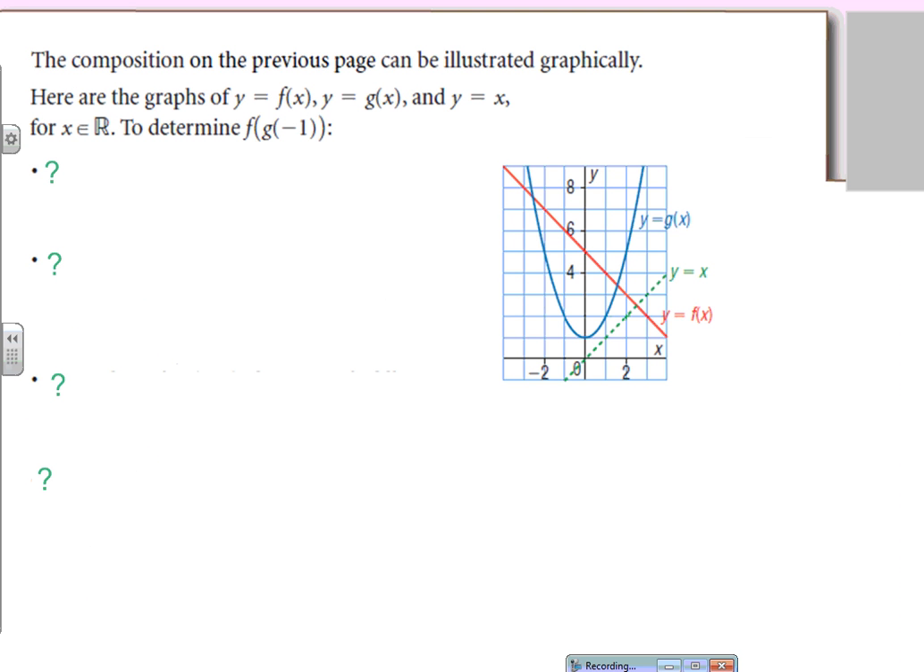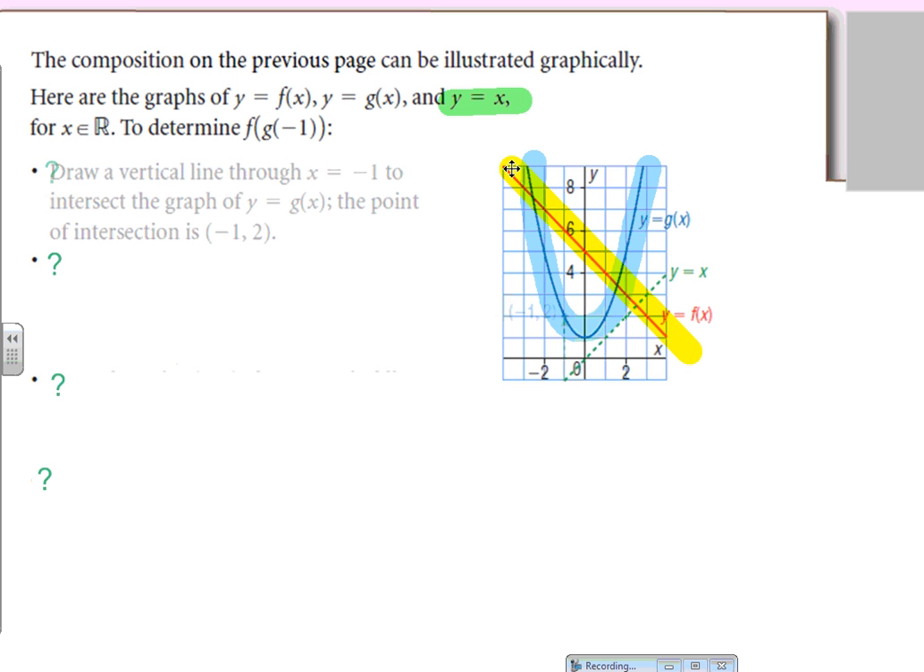All right, now that you've tried that out, let's look at this graphically. We can take those two arrow diagrams and turn them into graphs: f was actually a line and g was a parabola. We graph those on there. Whenever you get one of these, you want to always graph y equals x, because it helps with each step.